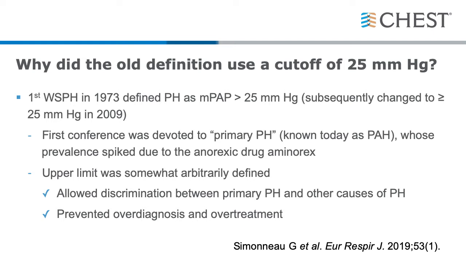The main thing going on in the world of pulmonary hypertension was an epidemic of pulmonary arterial hypertension that was induced by anorexigenic drugs, such as Medrek. And really, the goal of that conference was to identify these patients with a severe phenotype of disease and exclude other patients that may have pulmonary hypertension due to secondary reasons, such as heart disease or lung disease. And the threshold was therefore set somewhat high and somewhat arbitrarily. And again, the goal of setting this threshold was to prevent overdiagnosis and overtreatment.